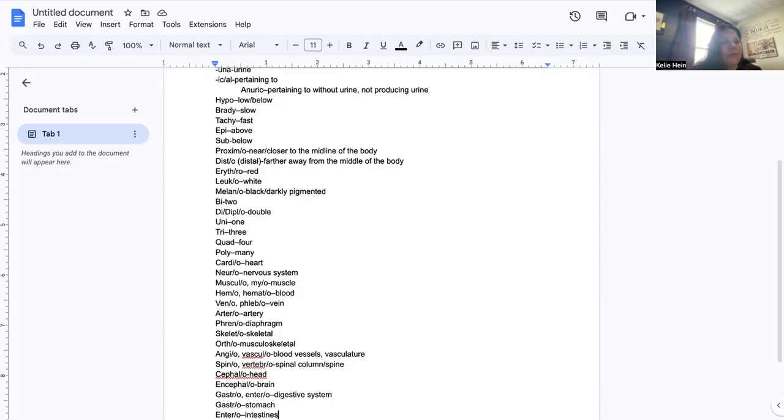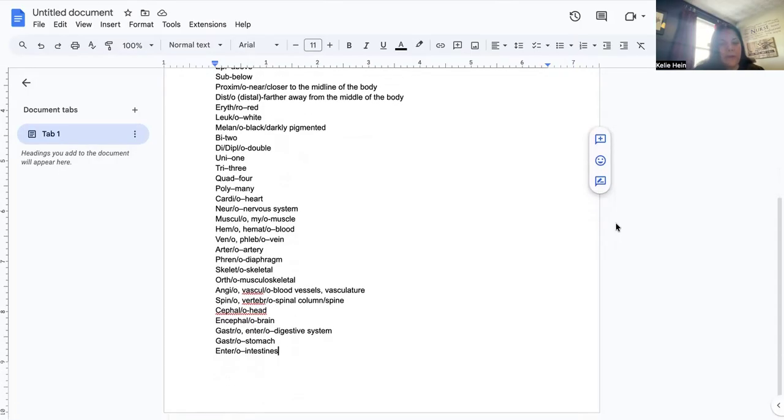So when you see your GI doc, that's your gastrointestinal doc, right? So it's a gastroenterologist, but they do mean separate things. Gastro is stomach, entero is intestines, okay?